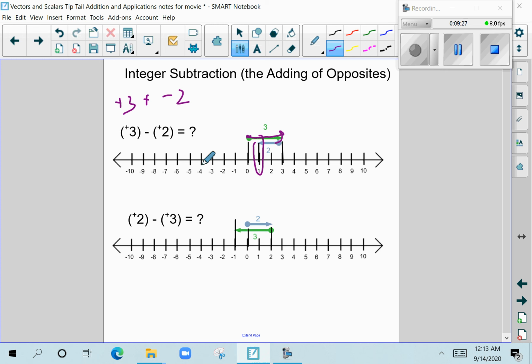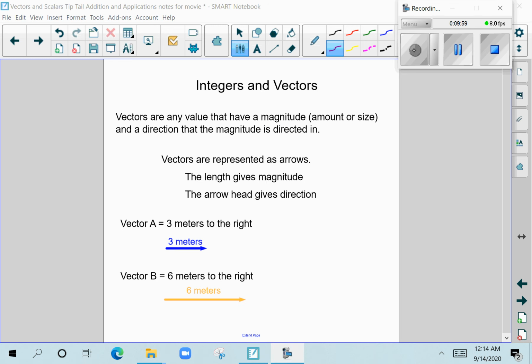If I reverse the order, though, I now have +2 minus +3, which is really just adding the opposite of +3, which is -3. So I would start at 0, going 2 to the right, and then at 2, I would go 3 to the left, because it's -3. I now end at -1. So I can see again that I end up with opposite values when I subtract integers when I switch their order.